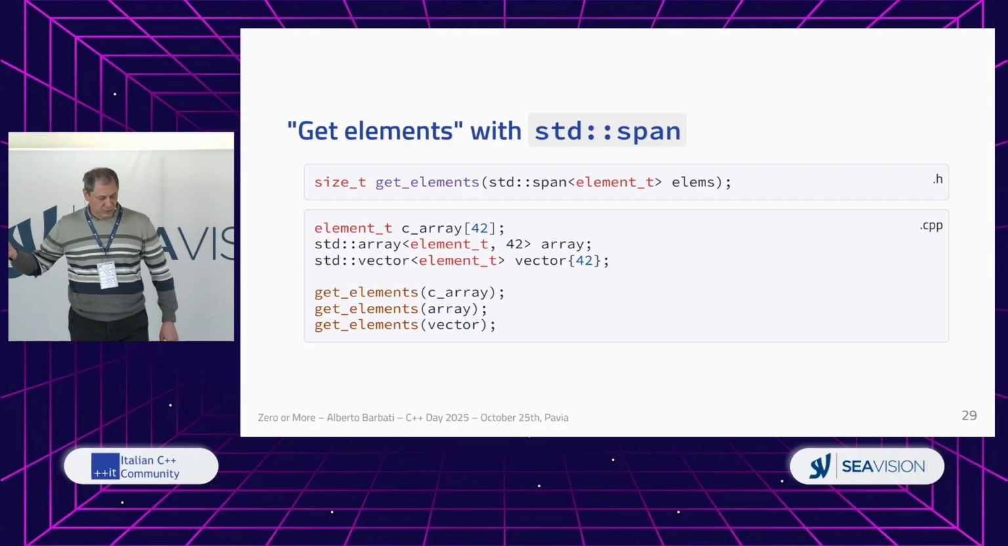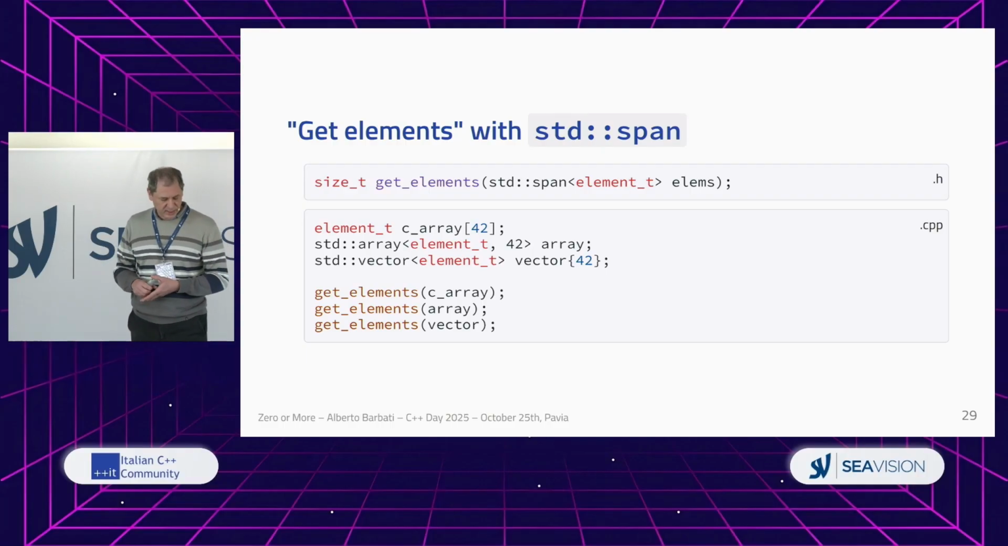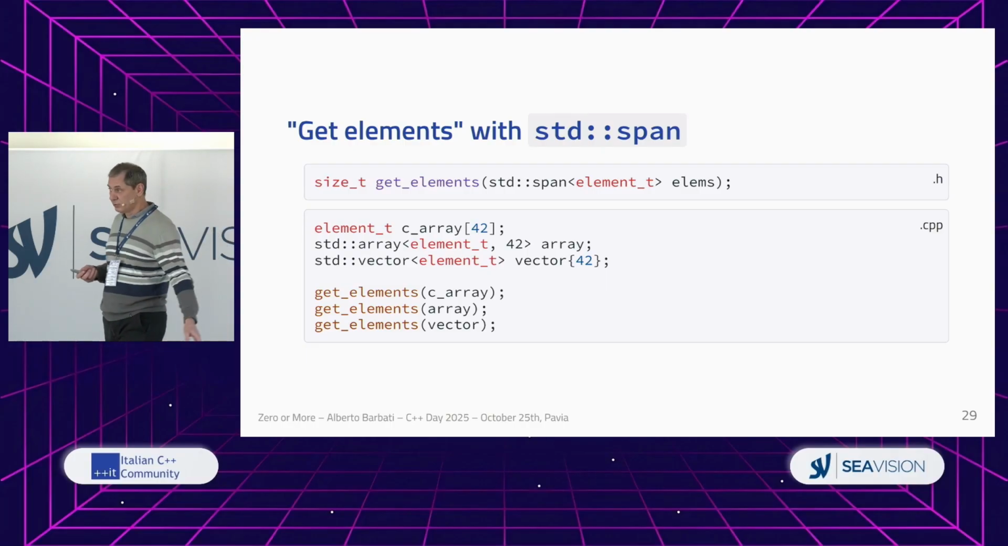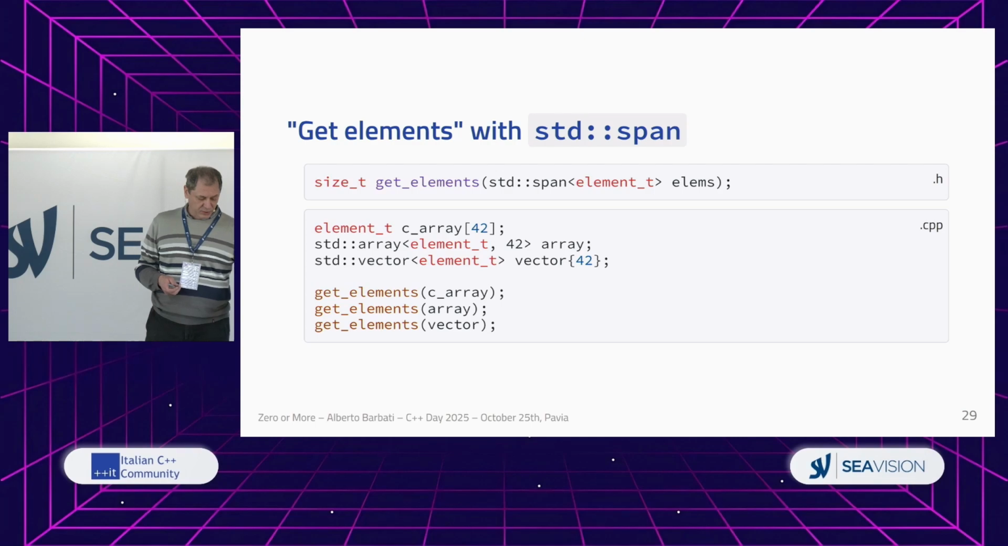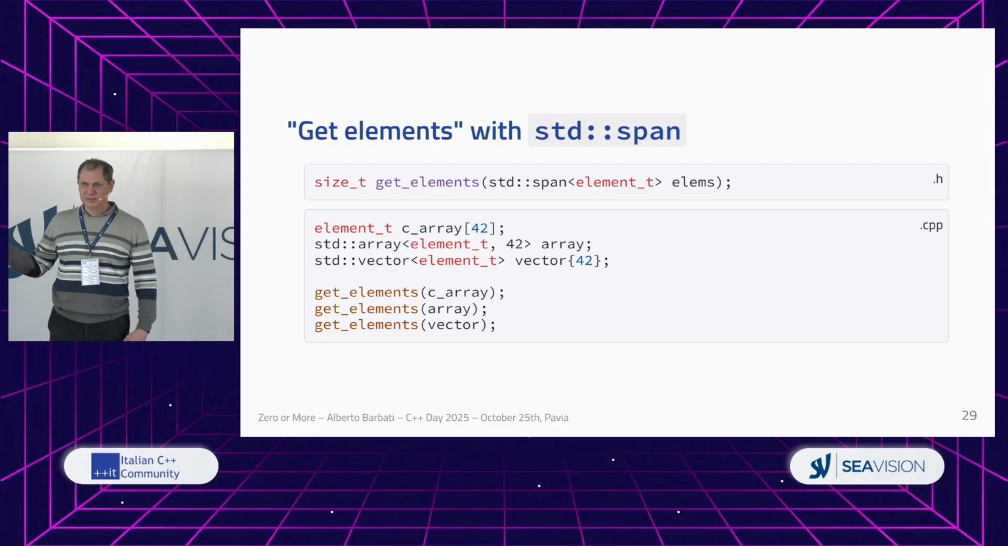And this is nice because there are implicit conversions between most contiguous containers like std array, std vector, but also from the C array. So we did the same function here. It can be called 3 times with both the C array, the std array, and the std vector. And maybe some of you have seen that there is a bug here in this code. Can you spot where the bug is?